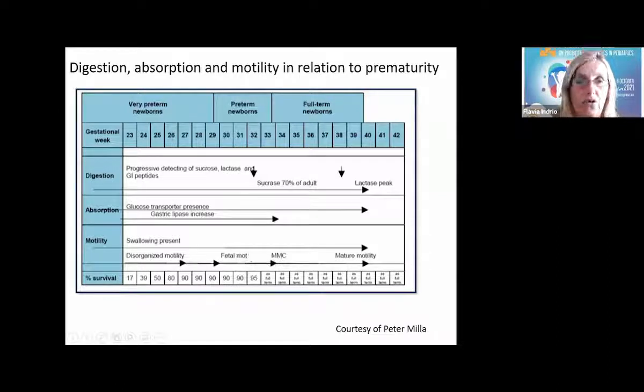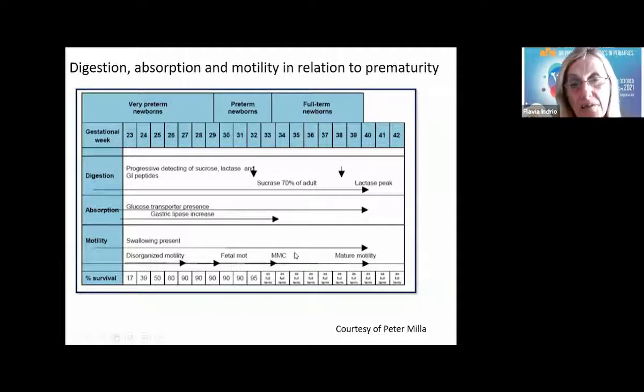Motility is a little bit more complex, even in the maturation, because around 17 weeks of gestation the motility starts, even though it's disorganized, and then it becomes a little more complex until the 32nd week of gestation, when the migrating motor complex starts to appear. The migrating motor complex is a pattern of motility that is efficient in moving nutrients forward from the stomach to the duodenum and the intestine.